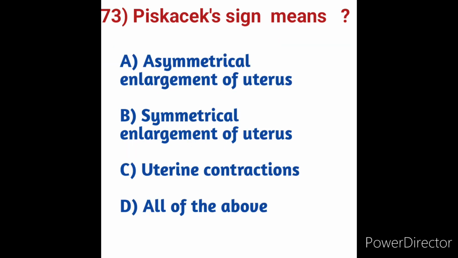Piskacek's sign means. What is meant by Piskacek's sign? We will see the options. Option A, asymmetrical enlargement of uterus. Option B, symmetrical enlargement of uterus. Option C, uterine contractions. Option D, all of the above. In lateral implantation, there is an asymmetrical enlargement of the uterus. One half of the uterus where the implantation occurred is firm, while the other half is soft. This is known as Piskacek's sign. This sign is named after Ludwig Piskacek.